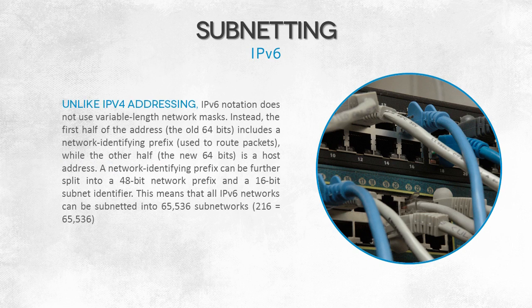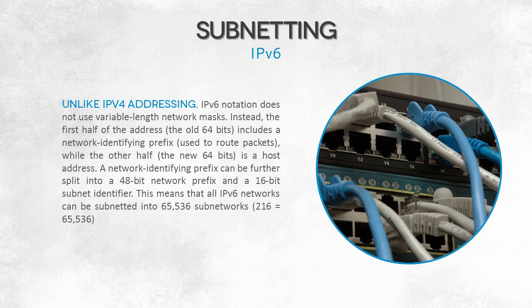IP version 6 introduced an important change related to subnetting. In IP version 6 addresses, the network address always has a fixed length. This is a marked difference from the IP version 4, which utilizes either classes or CIDR and doesn't allow you to distinguish between the network and the host address.